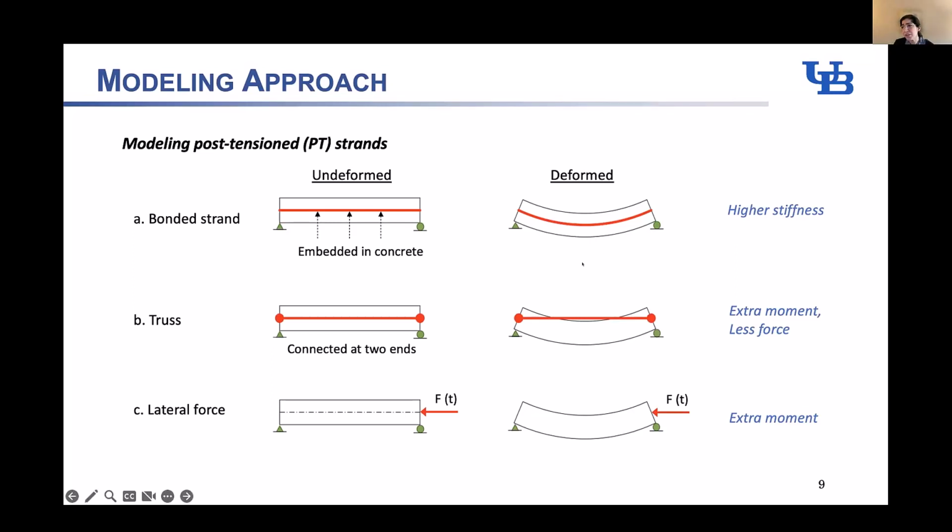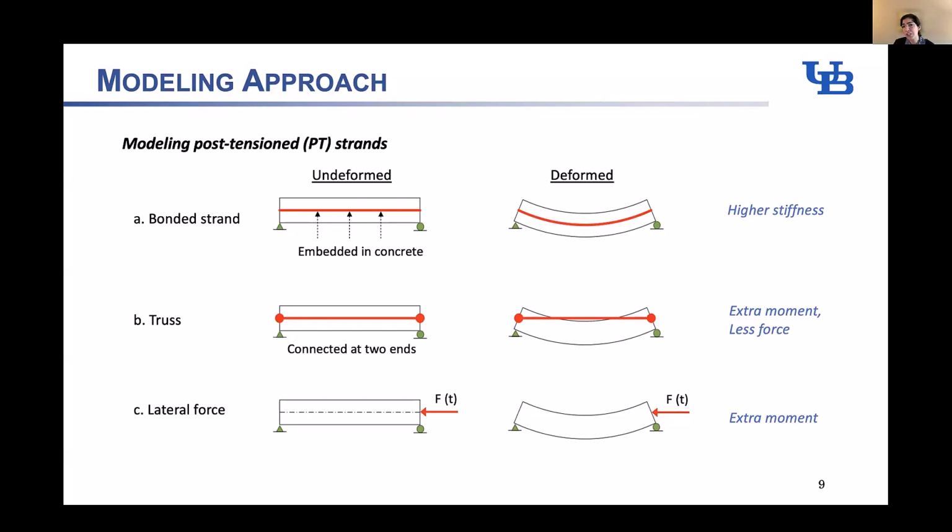The first method uses an element embedded in concrete that represents a bonded strand. It would look like that. The second method uses a post-tension truss element that would connect both ends of the slab, so here and here. And the third method applies a horizontal force along the center line at one end of the slab. Now, this force is not predicted; it actually uses the measurements we read during the experiment.